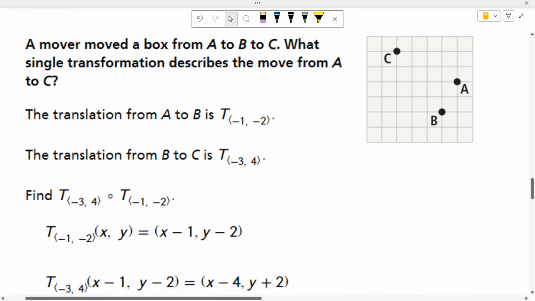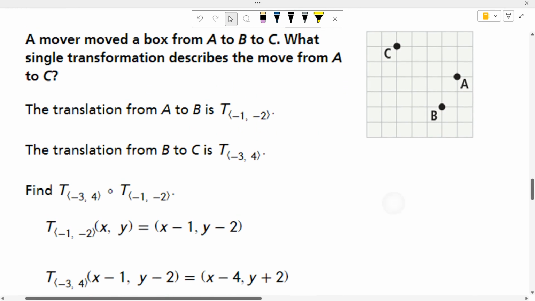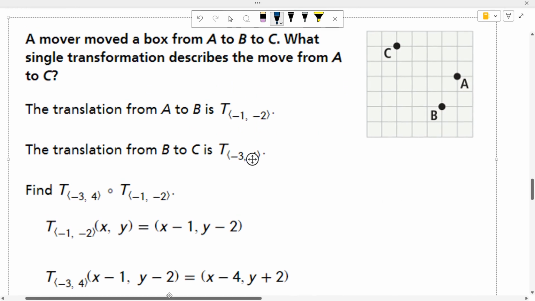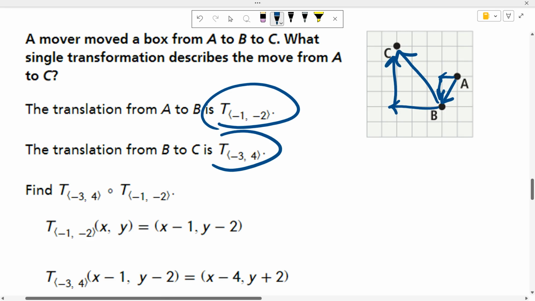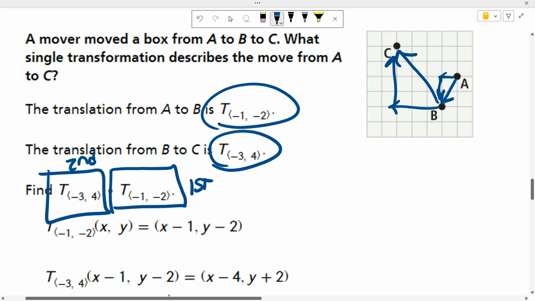So, for this one, to move from A to B to C, first we translate 1 to the left and 2 down. Then we translate 3 to the left and 4 up. So then what we do is we put it in this order. This one is first. This one is second. We have to go in that order.